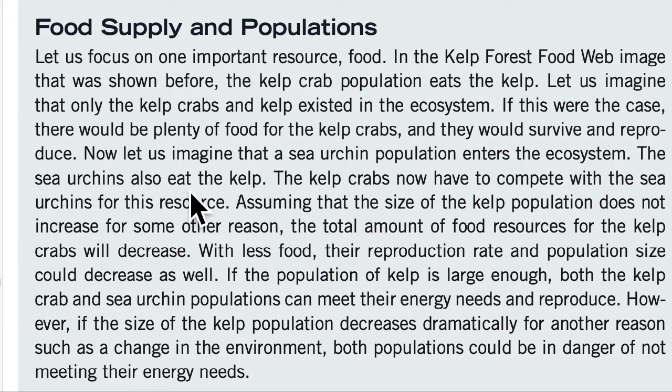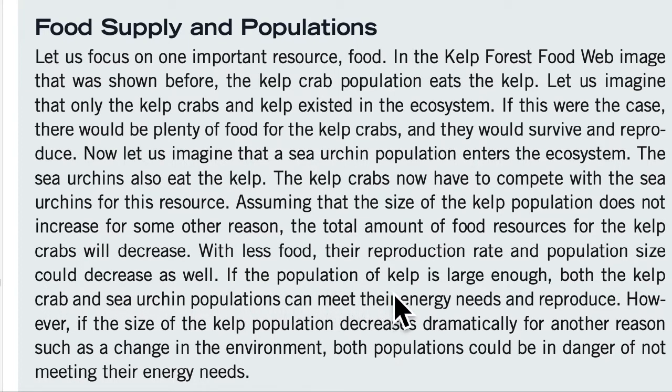Now, let us imagine that a sea urchin population enters the ecosystem. The sea urchins also eat the kelp. The kelp crabs now have to compete with the sea urchins for this resource. Assuming that the size of the kelp population does not increase for some other reason, the total amount of food resources for the kelp crabs will decrease. With less food, their reproduction rate and population size should decrease as well.